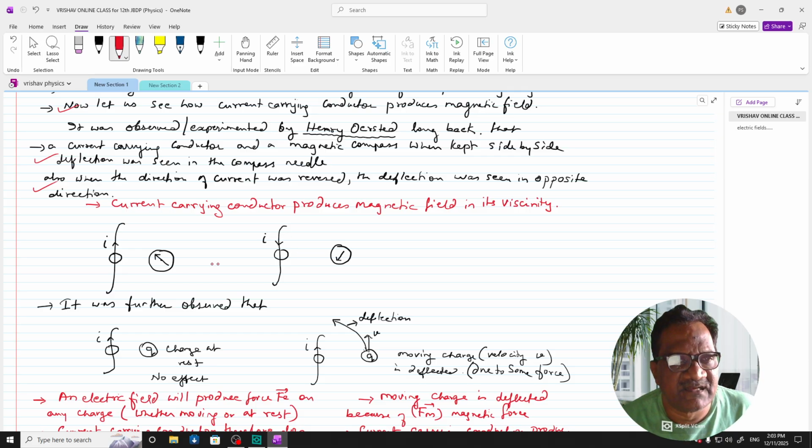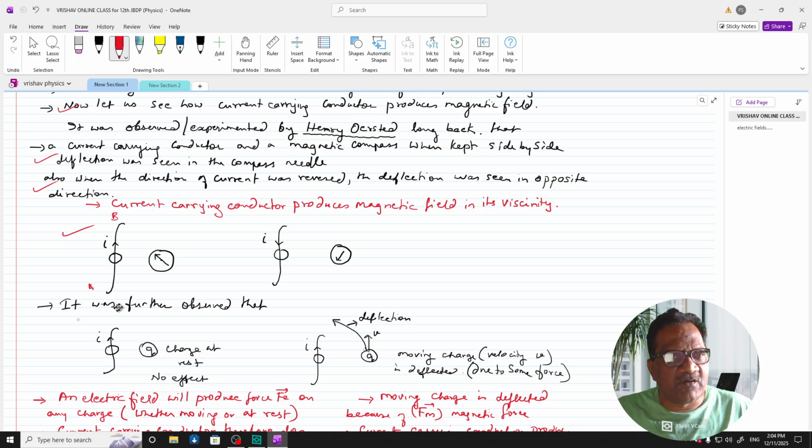Now, let us concentrate on this diagram. You can see this is indicating a wire which is carrying some current I, and the current is going in the upward direction. This arrow mark is telling you that the current is going in the upward direction. Say it is going from A to B. This is A, this is B. So in the conductor the current is flowing from A to B, right? And you can see there's a compass kept just next to this current carrying conductor, and you can see some deflection taking place in this compass.